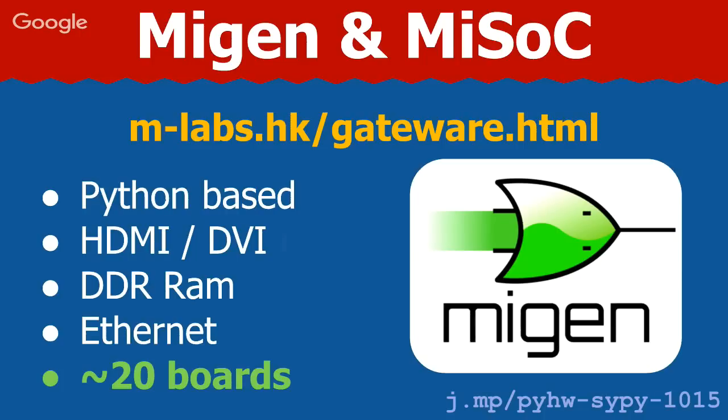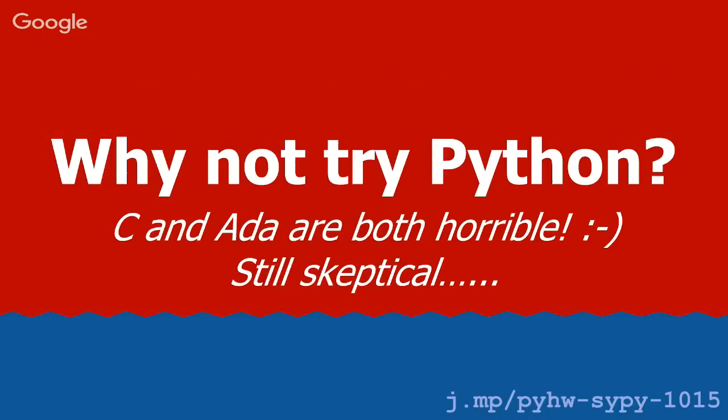As I said, they already had HDMI systems working. They had the DDR RAM systems working, they had Ethernet working. The really interesting thing is that they supported the Milkymist and the Mixio boards, but they also supported like 18 other boards, just general boards that were out there. So this was very interesting. Why not try Python? I much prefer Python, and C and Ada are both horrible things to emulate, and they didn't do it very well either.